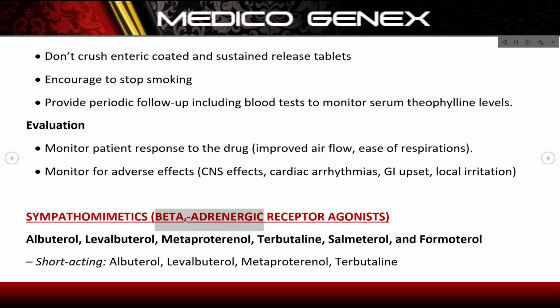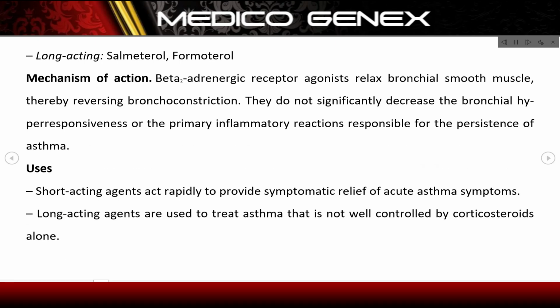Sympathomimetics, beta-2 adrenergic receptor agonists. Albuterol, levalbuterol, metaproterenol, terbutaline, salmeterol, and formoterol. Short-acting: albuterol, levalbuterol, metaproterenol, terbutaline. Long-acting: salmeterol, formoterol.